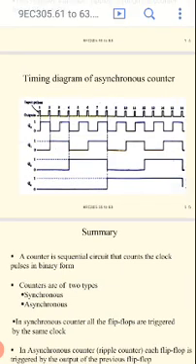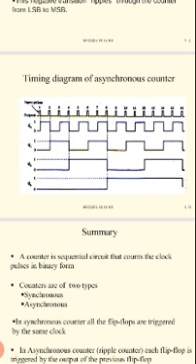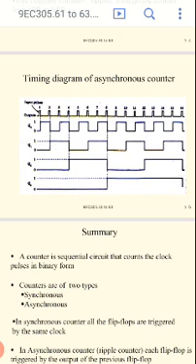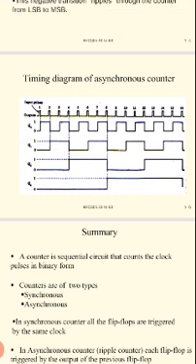So here the frequency decreases. Here observe clock pulses and Q0 to Q3. Q3 has only 2 cycles. Q2 has 4 cycles. Q1 has 8 cycles, and Q0 has 16 pulses. It becomes half at each stage.